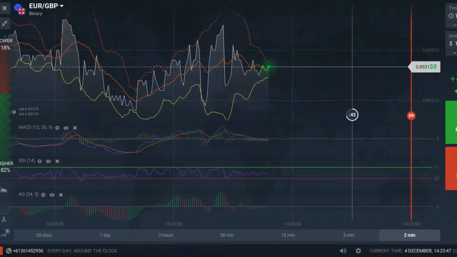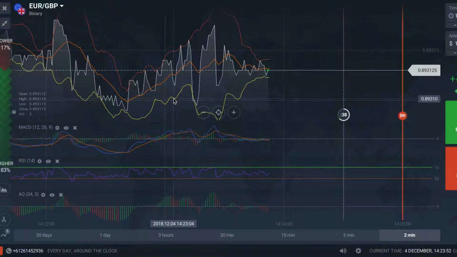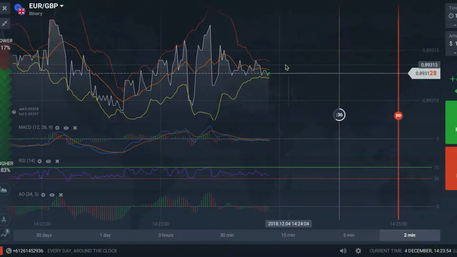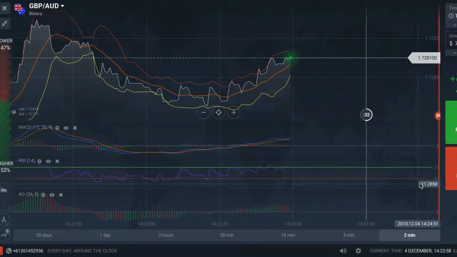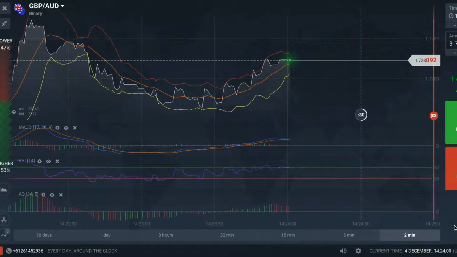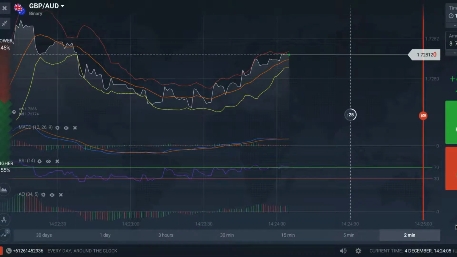Another pair I'm looking at is the Euro Great Britain pound pair as well. But this seems to be going in a pretty tight channel at the moment. So I'm just watching for an opportunity, about 30 seconds, to see if I want to enter the next one.